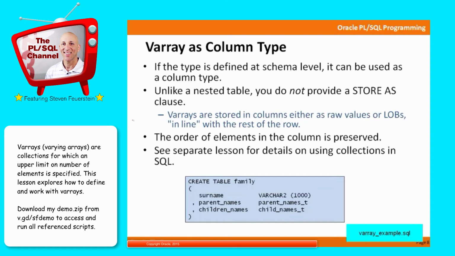The other thing that's important about V-arrays compared to nested tables is that the order of elements in the column is preserved. So if I insert a row into a table with a set of values in a V-array, A, B, C, then I know that when I query the data out, it will always be in the order A, B, C. But with a nested table, the order might change. And again, I have a separate lesson on using collections in SQL to check this out in a lot more detail.